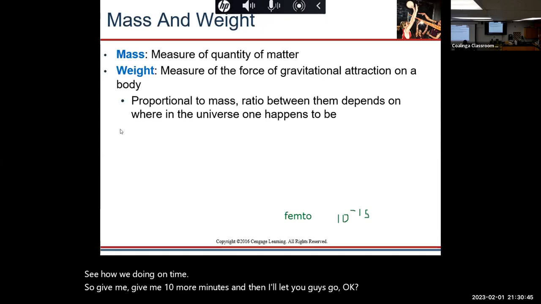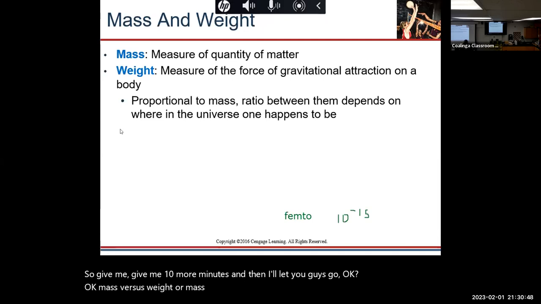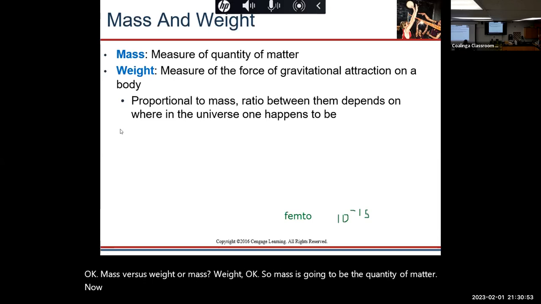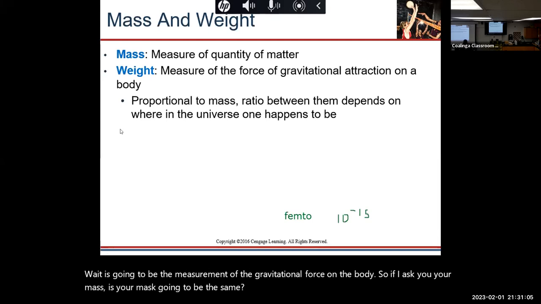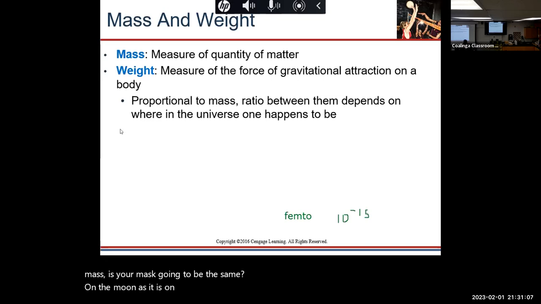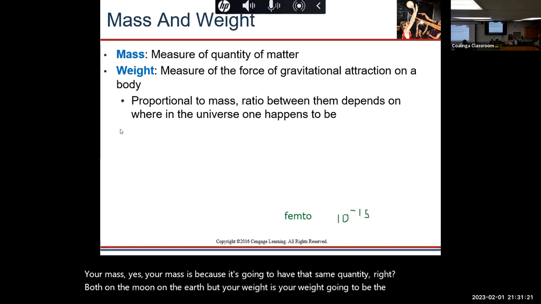Okay, mass versus weight. Mass is the quantity of matter. Weight is the measurement of the gravitational force on the body. If I ask you, is your mass going to be the same on the moon as it is on the earth? Yes, your mass is, because it has that same quantity both on the moon and the earth. But is your weight going to be the same? No, because it's dependent on the gravitational force.